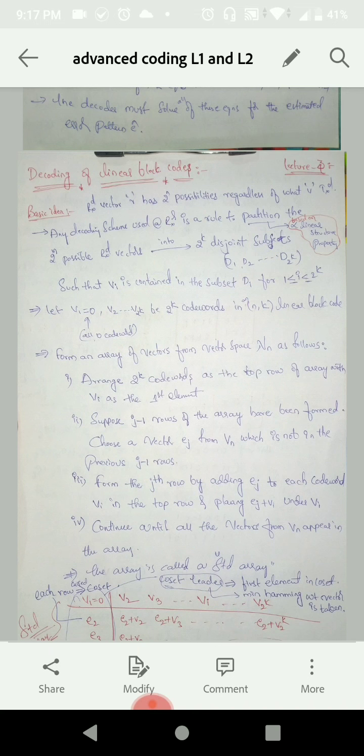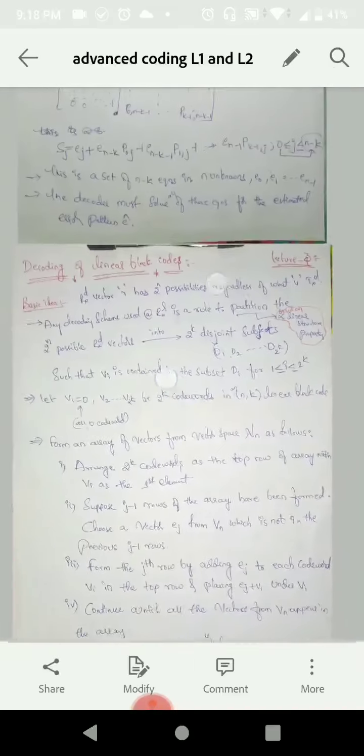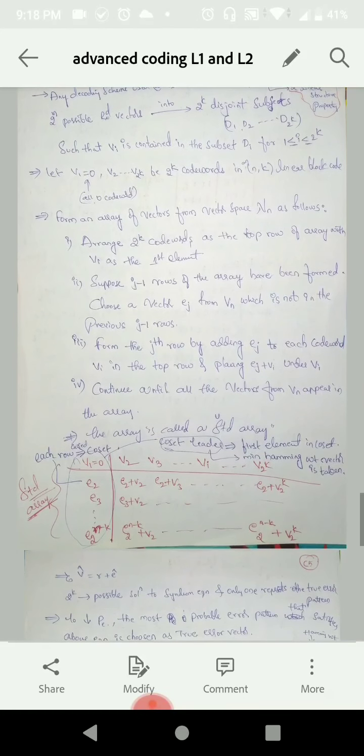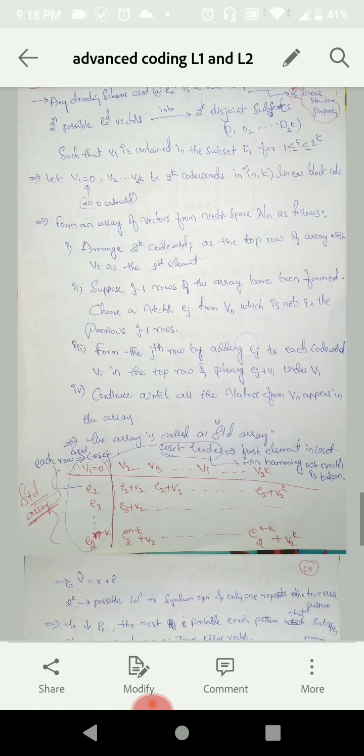So that we can make it such that vi is contained in the subset. We want to make 2 power n possible transmitted vectors, partitioned into 2 power k disjoint subsets, so that vi is in one of the subsets. So we need to make these arrangements. For that case, we take vi equal to the all-zero vector and the remaining parts as they are, so that 2 power k code words will be there in an (n, k) linear code.